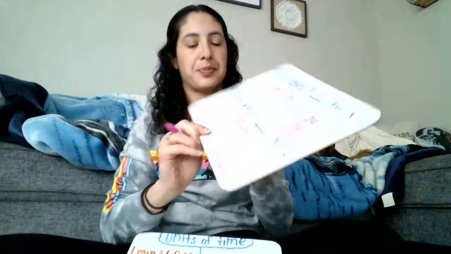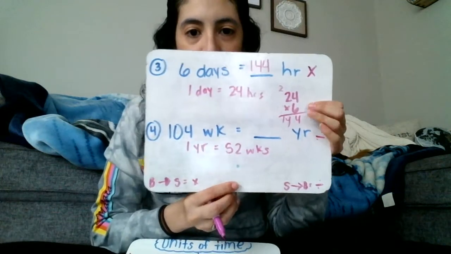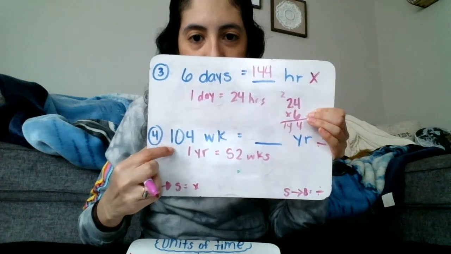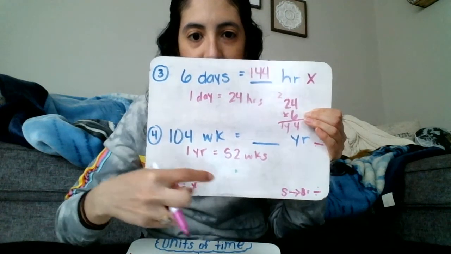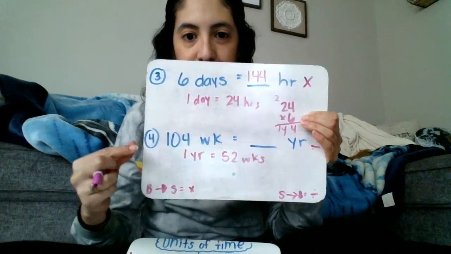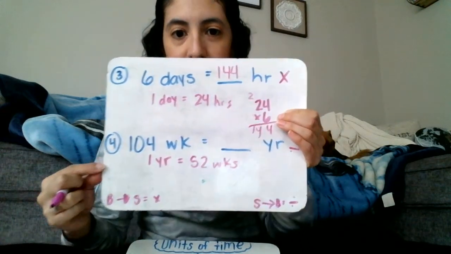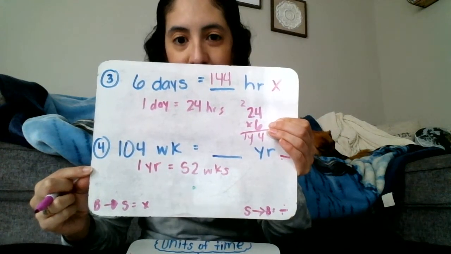So 1 year is equal to 52 weeks. So what are you going to do with this number, 104, and this number, 52? You're going to divide it, right?